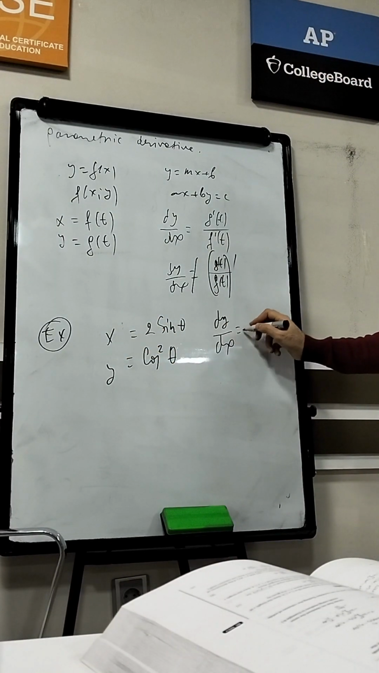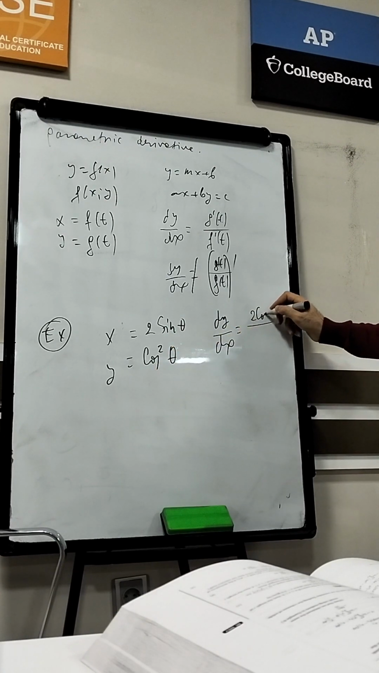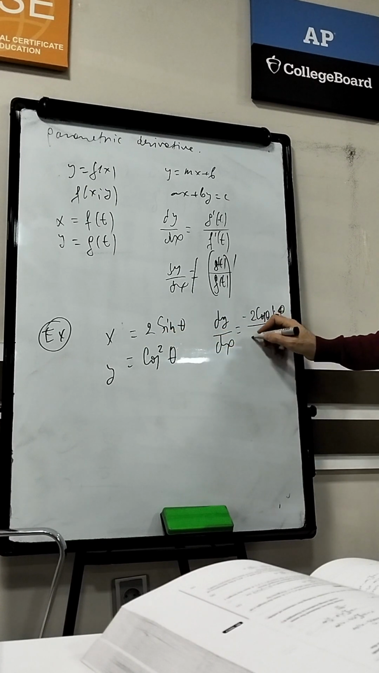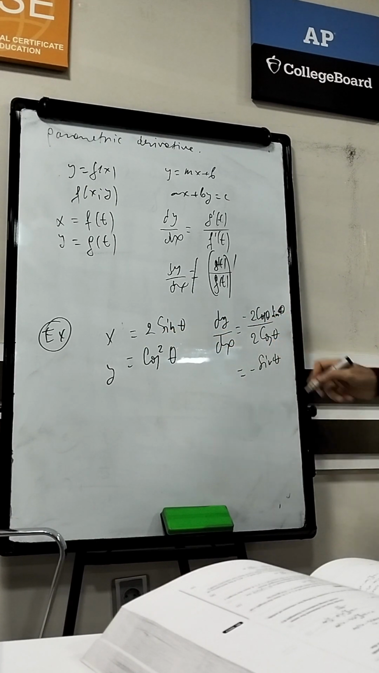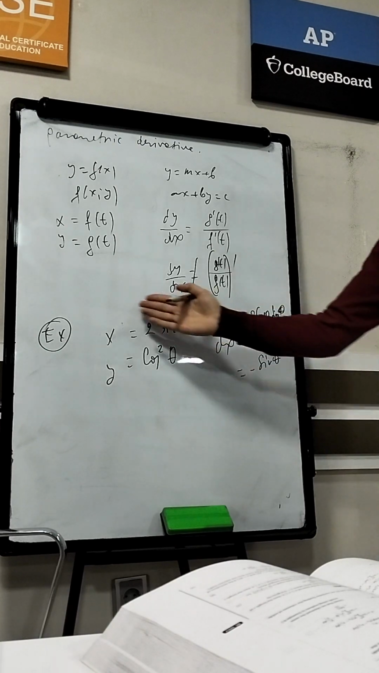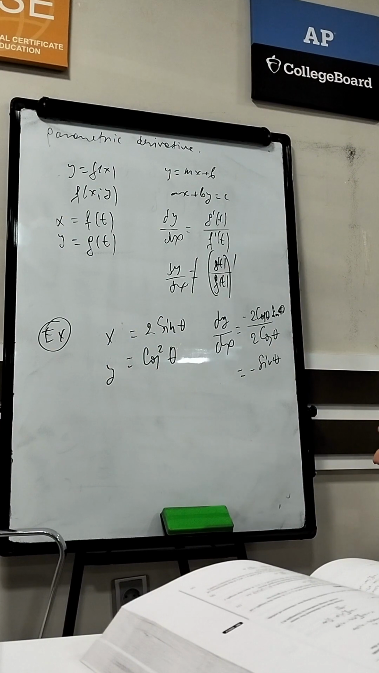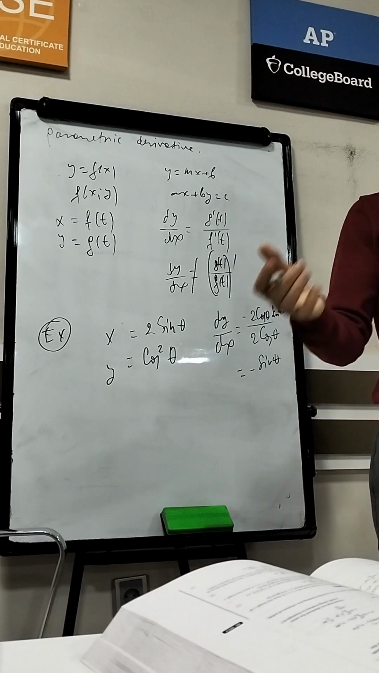dy/dx: the derivative of the y function, which is 2 cosine theta sine theta, negative, right? Am I right? Yes. Divided by the derivative of 2 sine theta, which is 2 cosine theta. Finally, negative sine theta. As a parametric function, the derivative dy/dx is equal to minus sine theta. That's it. So, we will use this one in different topics.